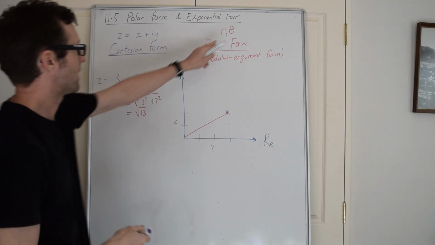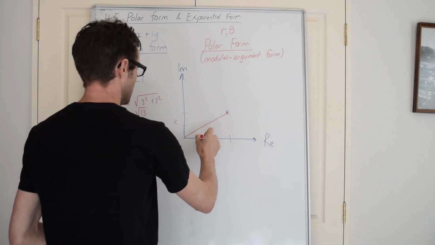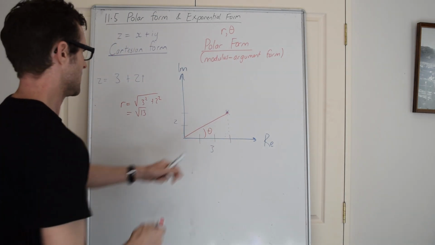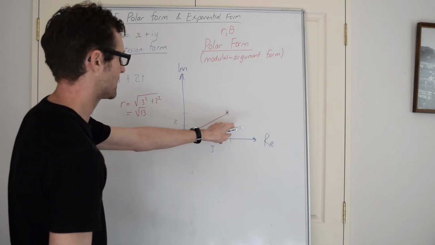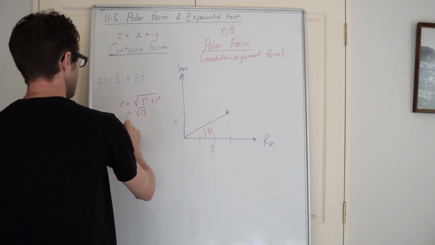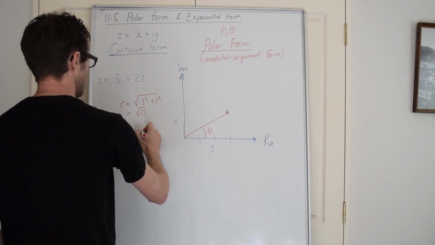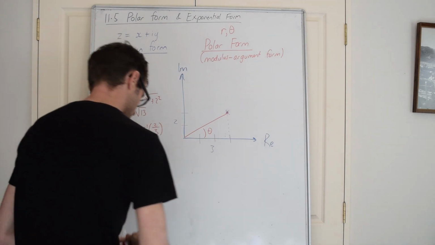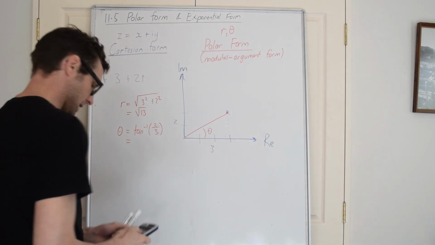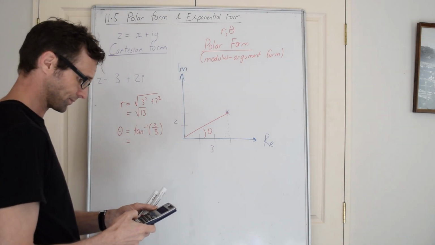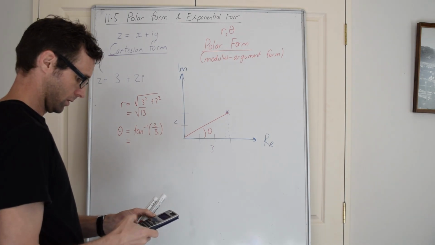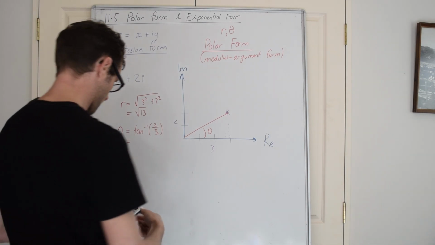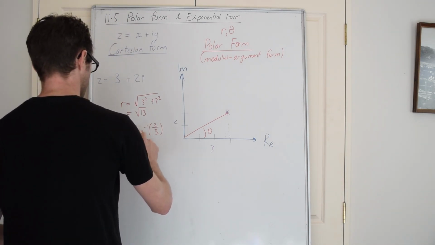Okay, well what about this theta business? Well, theta is this angle here. We can find this by using tan. We have an opposite and an adjacent. So theta is equal to the inverse tan of opposite 2 over 3. And I think we want to be in radians for this. So the inverse tan of 2 over 3 is 0.588 to 3 significant figures.